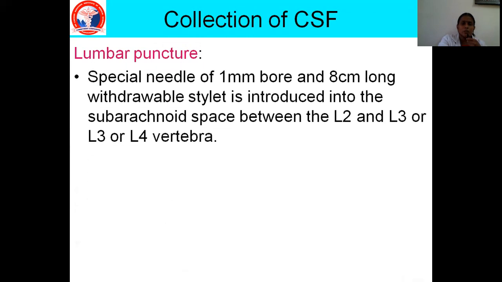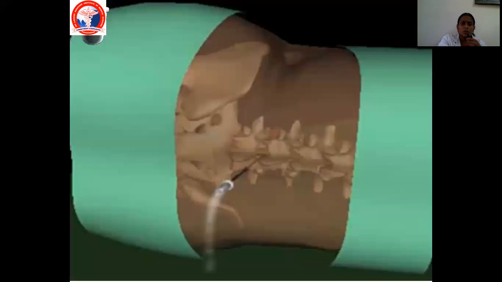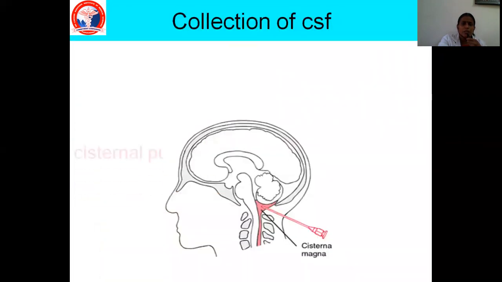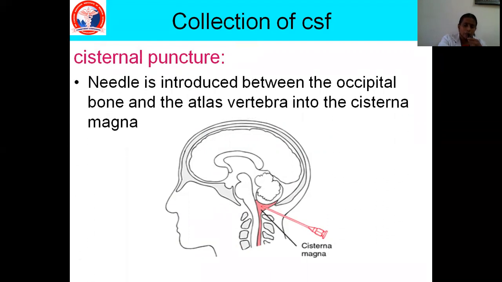The next one is the collection of CSF. In that we discussed lumbar puncture and cisternal puncture. In the lumbar puncture, the needle is introduced between the L2 and L3 vertebrae into the subarachnoid space, or between the L3 and L4 vertebrae into the subarachnoid space, and the position of the subject is with the trunk flexed and the chin and knees approximated. And the next one is the cisternal puncture, in which the cerebrospinal fluid is collected from the cisterna magna by introducing the needle between the atlas and occipital bone.